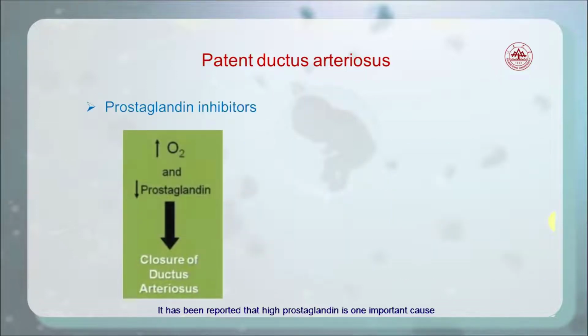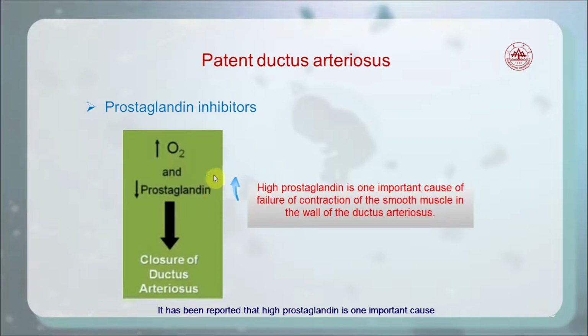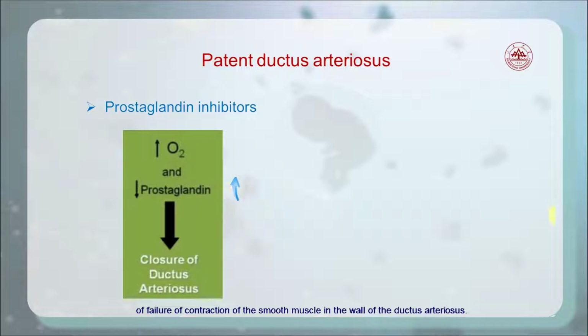It has been reported that high prostaglandin is one important cause of the failure of the contraction of the smooth muscle in the wall of the ductus arteriosus. Thus, clinically, prostaglandin inhibitors are used for the treatment of the patent ductus arteriosus.